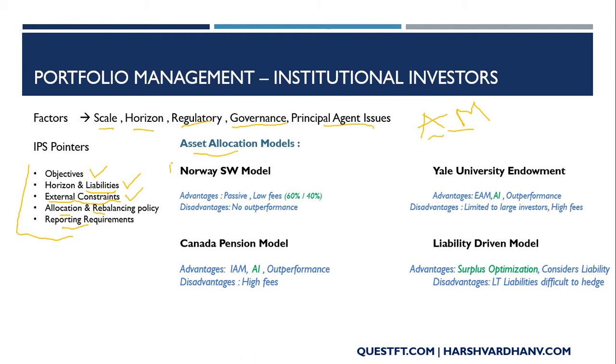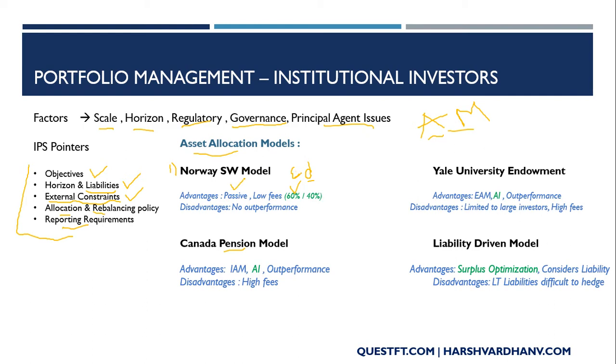First one is the Norway sovereign wealth model. Second is the Yale University endowment model. Third is the Canada pension model. Fourth is the liability driven model. So the Norway sovereign wealth model is basically passive investments. The advantage is that since it's a passive investment, the fees are low, and the allocation is generally 60% equity and 40% in debt. One of the advantages of this is that it's a passive model, easy to manage.